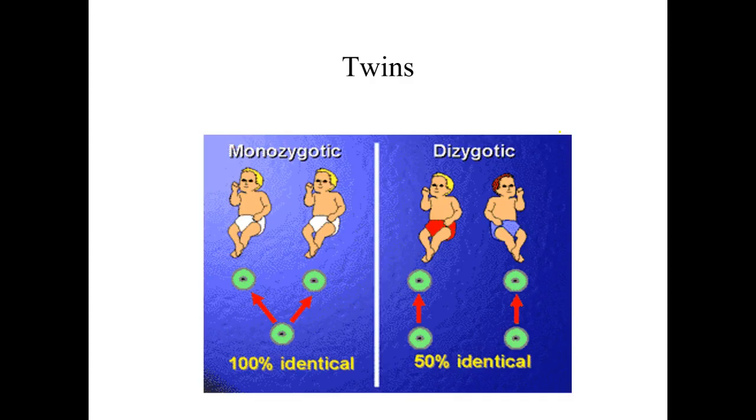Twins, we know there's either monozygotic, meaning it comes from the same egg, and those are identical twins. And then dizygotic are from two different eggs. So just know that.